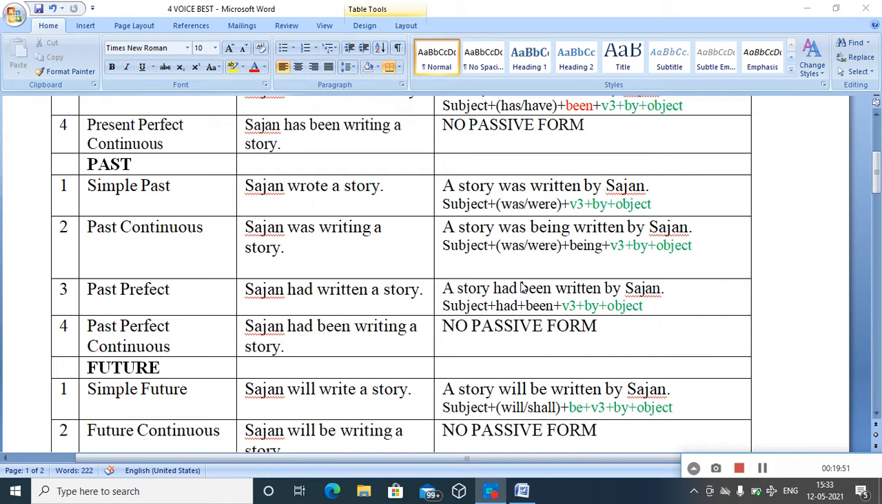Then, we have to see the rule. Whenever we talk about active and passive voice, we have a very classic example: Rama killed Ravana. Ravana was killed by Rama. This is the classic example you always take.